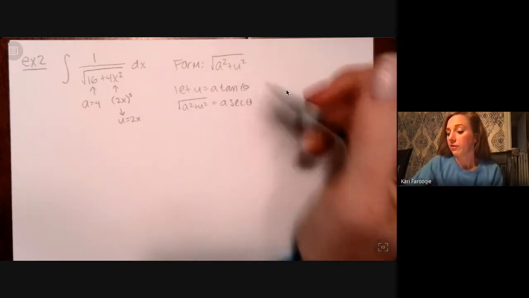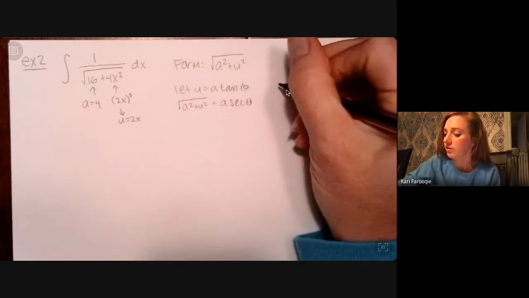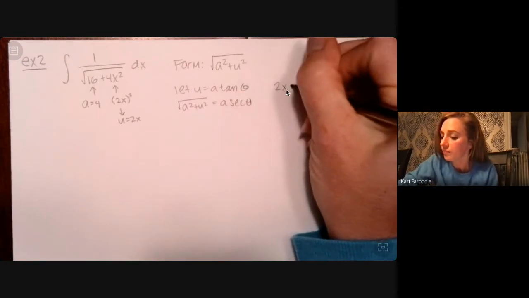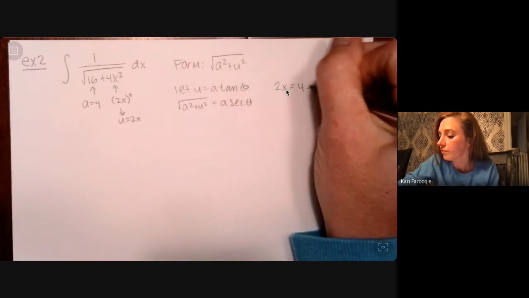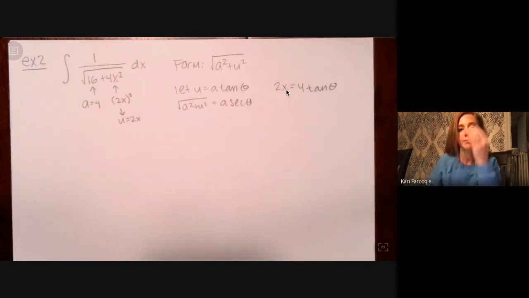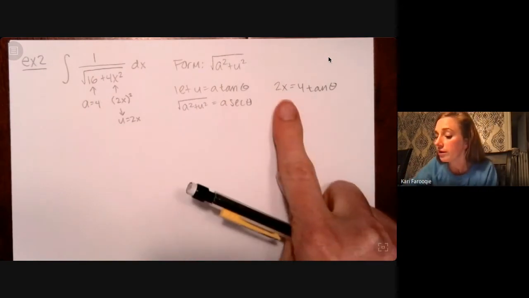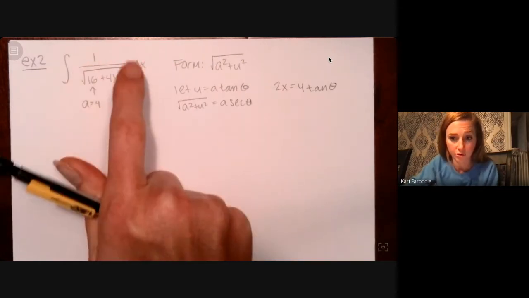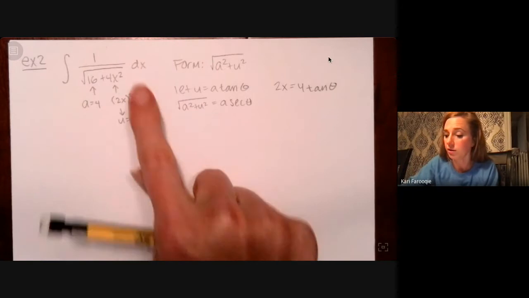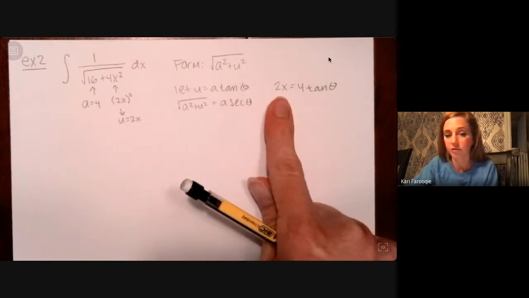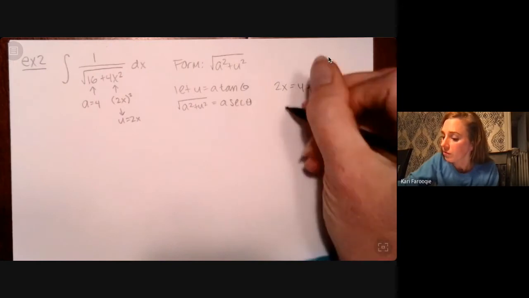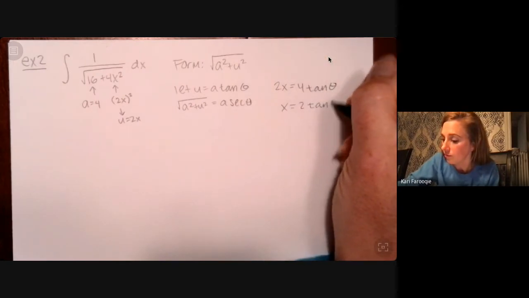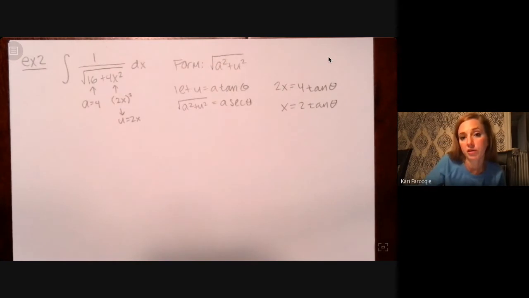All right, so let's fill out what we have so far. We're going to let u be a tan theta. So that means 2x equals 4 tan theta. And remember that even though we don't actually need x in our integral, we don't have an x anywhere just by itself, we do need a dx. So we're going to go ahead and solve this for x so that we can get dx. So I'm going to say that x is 2 tan theta when you divide both sides of the equation by 2. And we're going to need the dx.